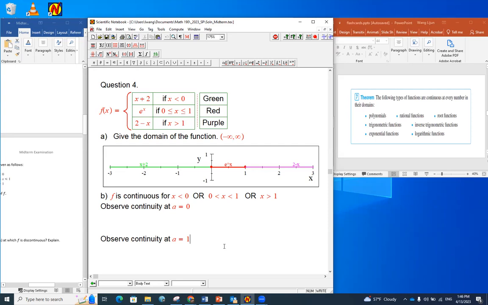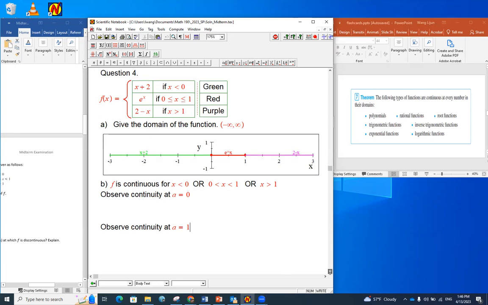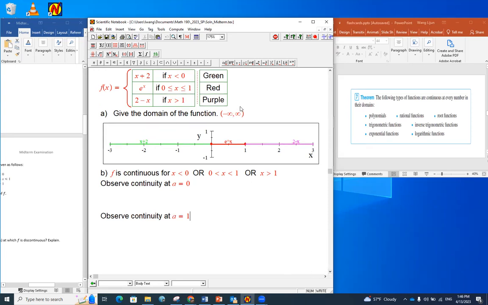So these 2 points are suspicious, so we're going to work on them. I drew this graph as before, right? We observe the function is defined everywhere. f of 1 is defined, f of 0 is defined. f of 0 is e to the power 0, which equals 1.